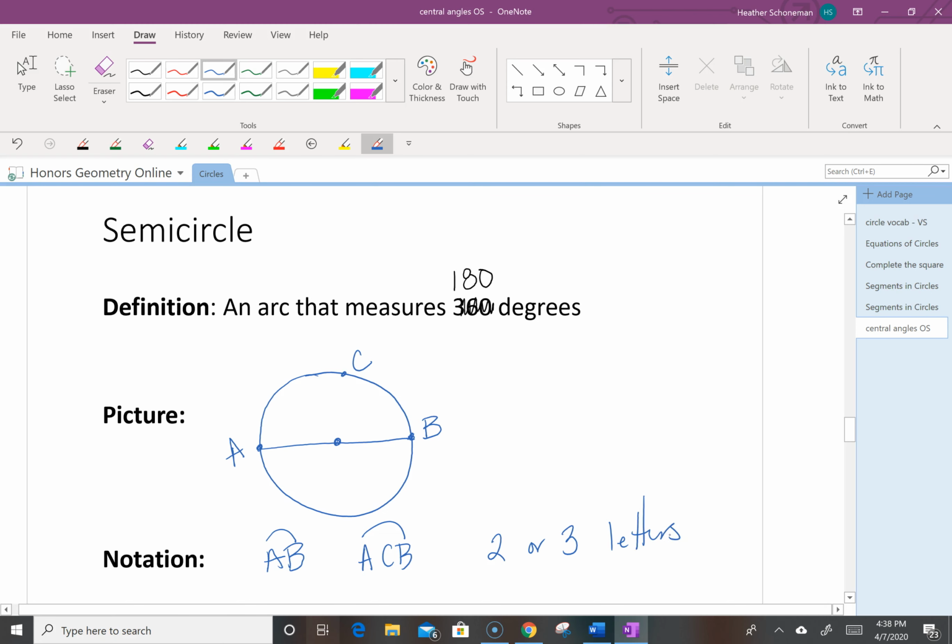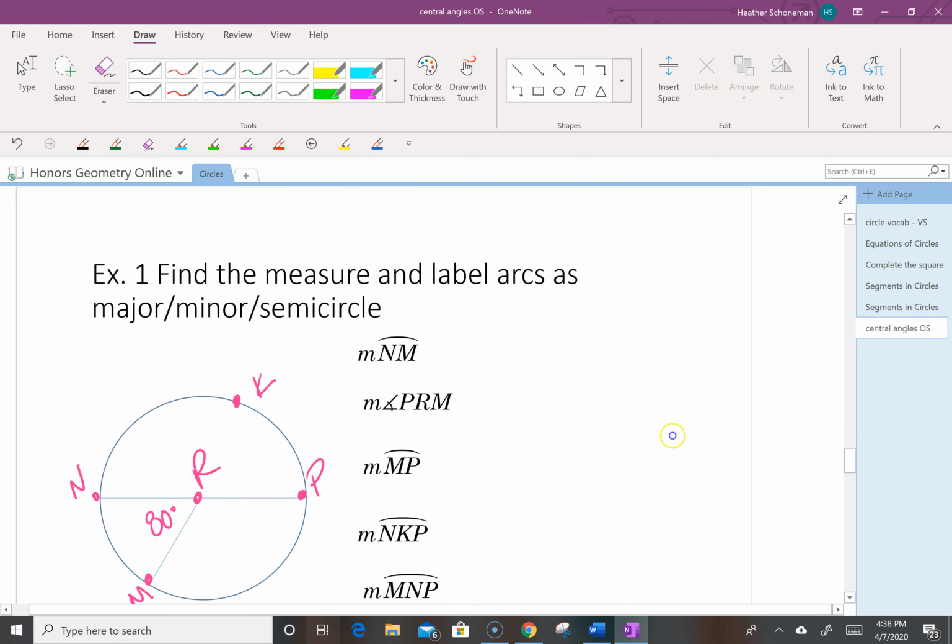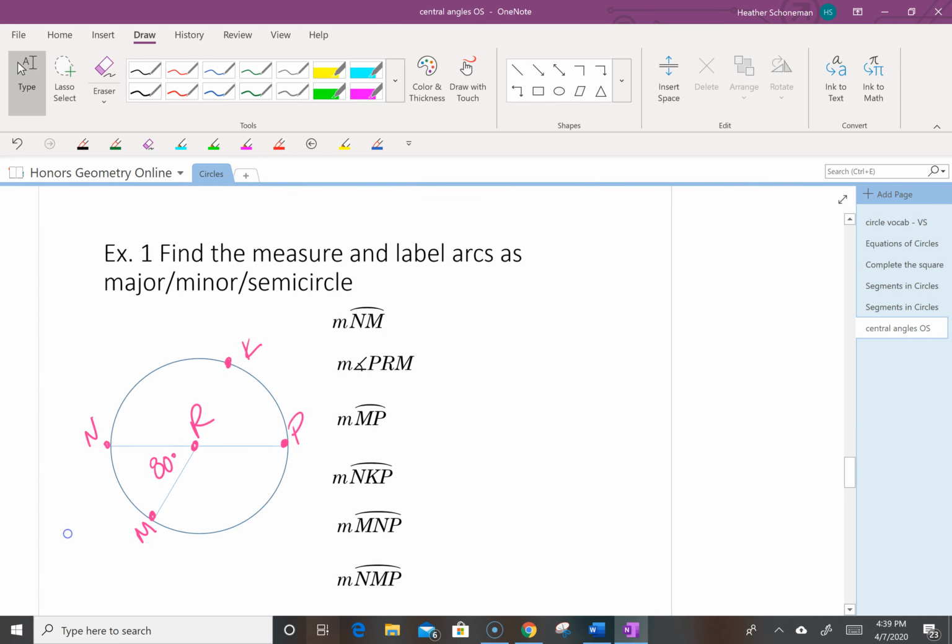All right, let's take a look at some problems using this. So we want to find the measure of the angles and or the arcs, and then we also want to label them as major, minor, or semicircle. Well, as we're looking at this, I started by giving you a central angle. This angle, 80 degrees central angle, because it's formed by two radii, and the vertex is right here on the center. And the measure of a central angle is always equal to the measure of the arc. So since this angle is 80, this arc right here is 80. So we know that NM, because it's two letters, it's the shortest distance between the 2 points, NM has to be 80 degrees.